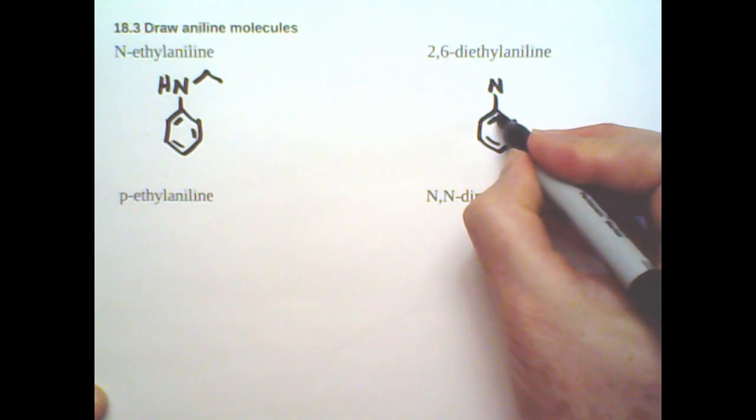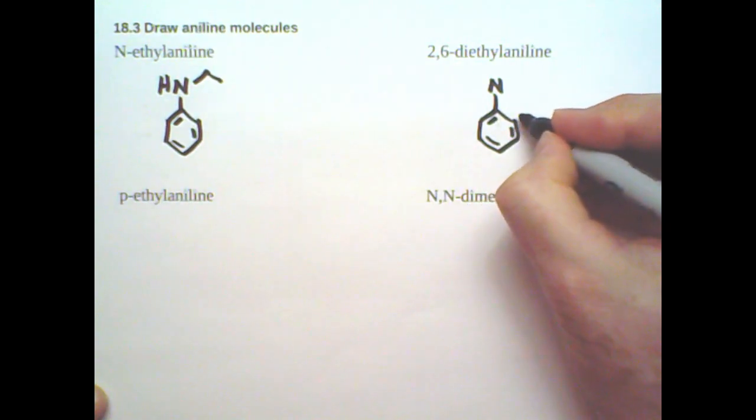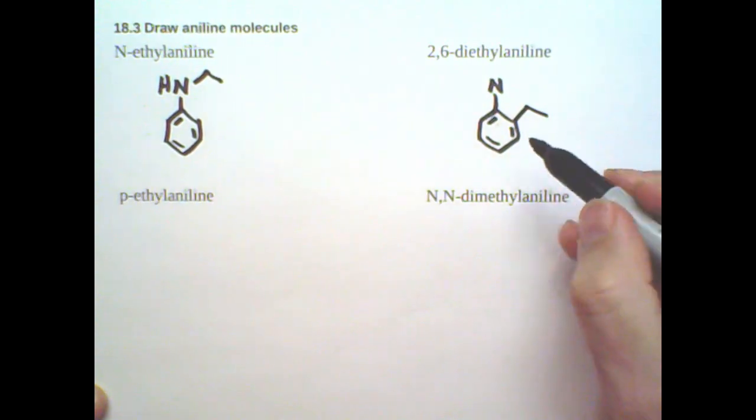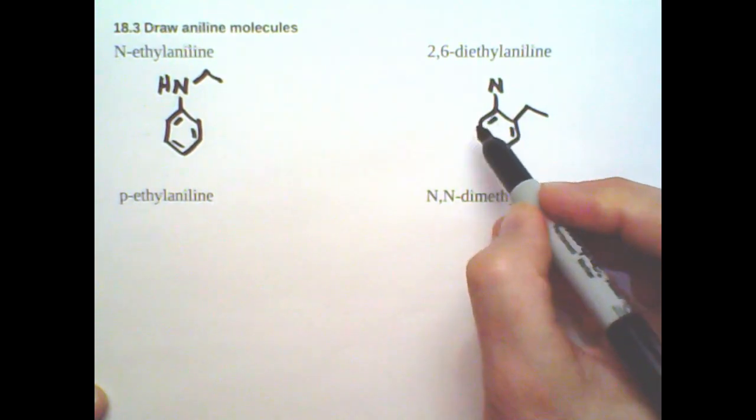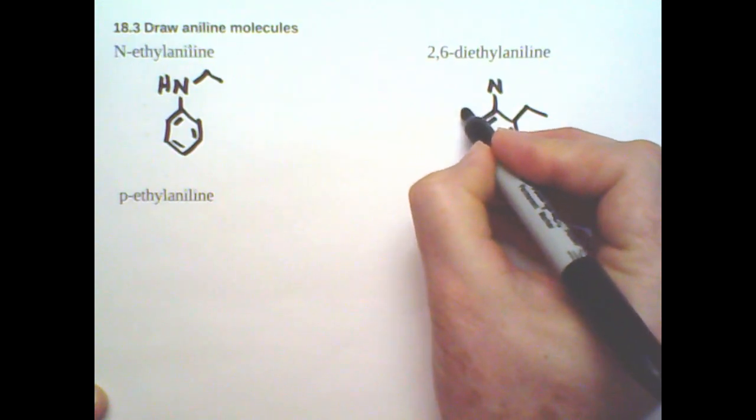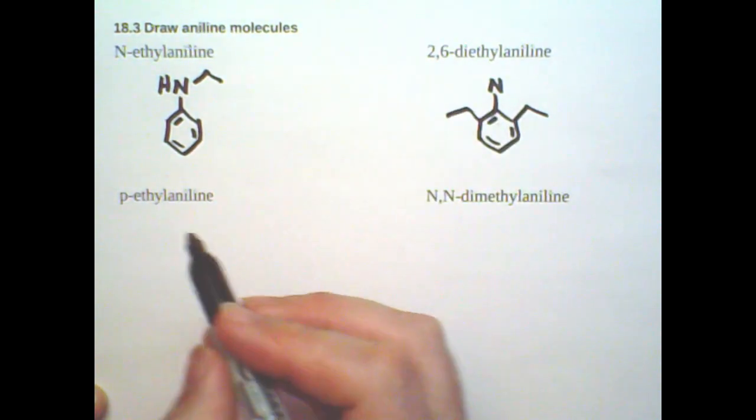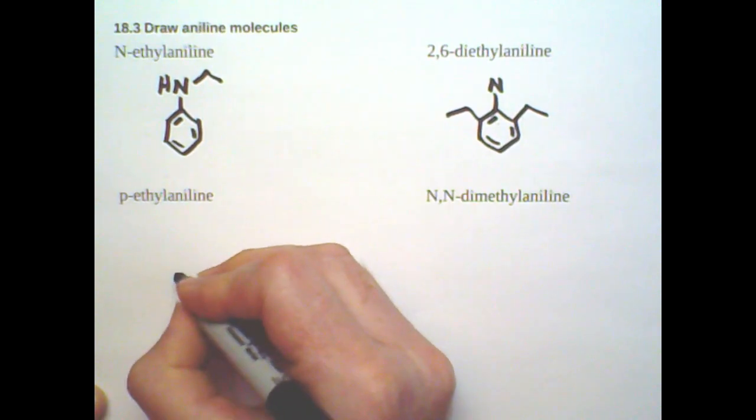This is 1. We go to 2, add an ethyl group. 3, 4, 5, 6. Add a second ethyl group. All right.